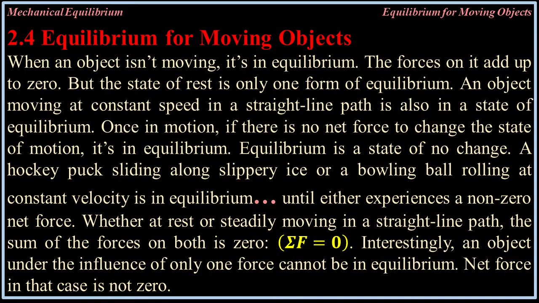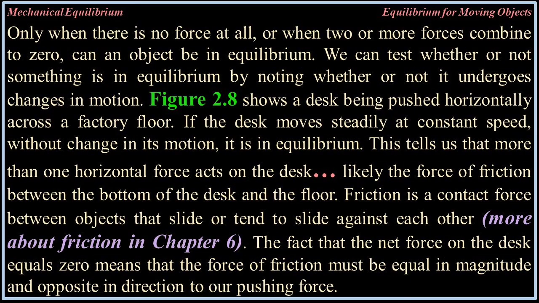Interestingly, an object under the influence of only one force cannot be in equilibrium. Net force is, in that case, not 0. Only when there is no force at all, or when two or more forces combine to 0, can an object be in equilibrium. We can test whether or not something is in equilibrium by noting whether or not it undergoes changes in motion. Figure 2.8 shows a desk being pushed horizontally across a factory floor.